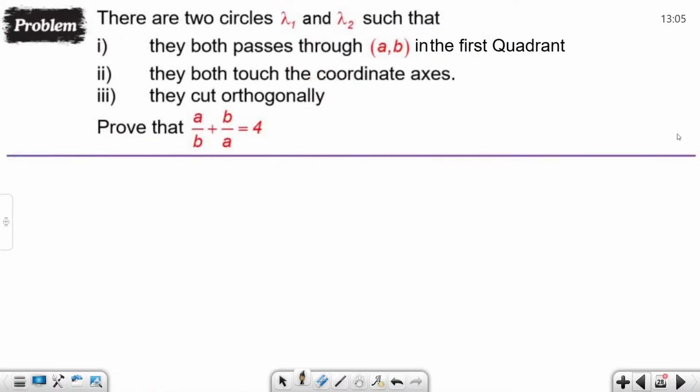So this question is almost the same as the previous one, same ice cream with a different topping. Here they have said that there are two circles, lambda 1 and lambda 2, such that they both pass through A comma B in the first quadrant. They both touch the coordinate axes.